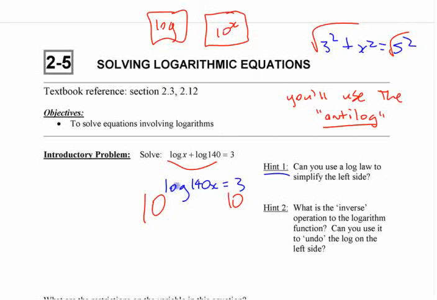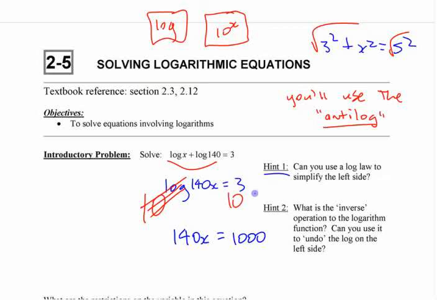The reason that this works is because this cancels out nicely over here. Those are inverses. And you have what? On this side you have 10 to the third, which is 1,000. On this side you just have 140x.